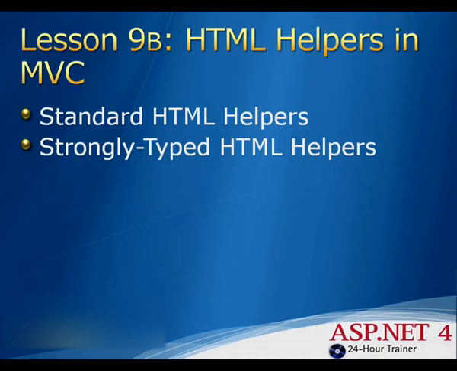Strongly typed HTML helpers also have a selection of helpers divided by class, and those classes are the input extensions, label extensions, select extensions, text area extensions, and validation extensions, to name a few.